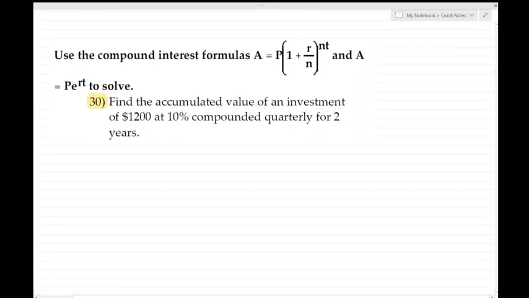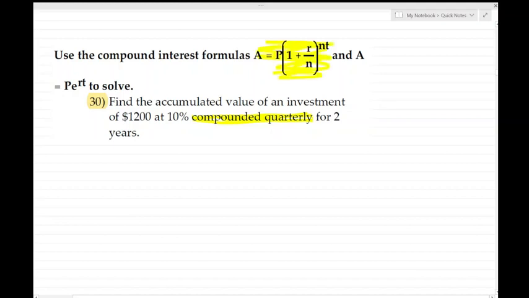Next, we want to use the compound interest formula. There are 2 of them there, so we have to choose which one to use for the problem that we have there. So since the problem is saying compounded quarterly, right, it's giving us some value for the compound other than continuous, then this right here gives it away and tells us to use this formula.